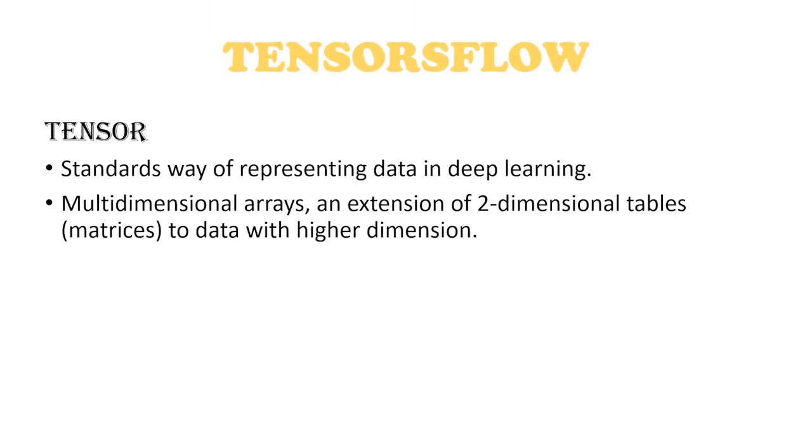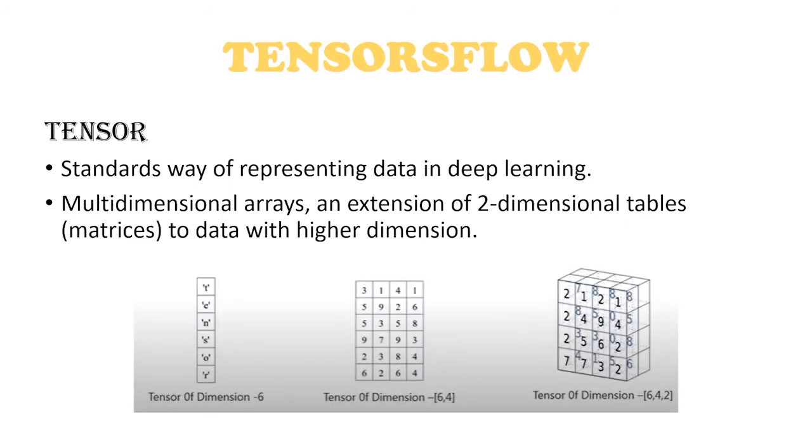Next is TensorFlow. We are using TensorFlow in our program. The word tensor means the standard way of representing data in deep learning, which is a multi-dimensional array, an extension of two-dimensional tables, or matrices, to data with higher dimensions. This is the representation of the data in a matrix form. There are three types of representation: first, the 1D array, the 2D, and the 3D.